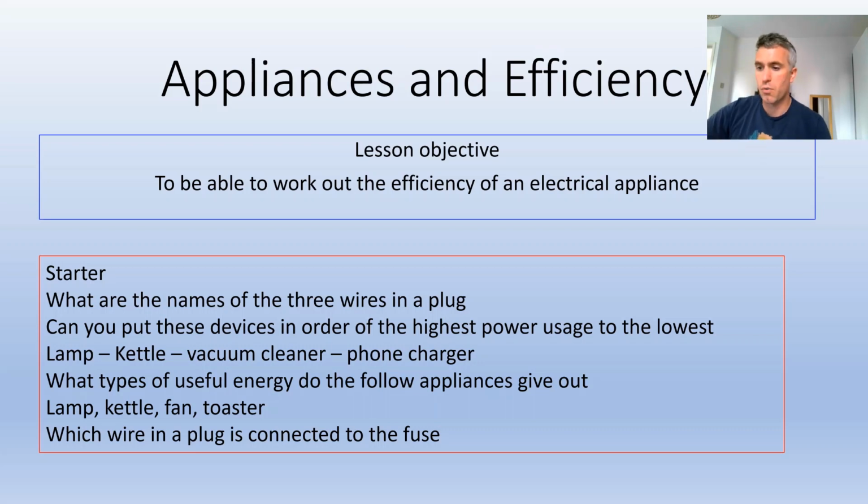But to start off, what are the names of the three wires in a plug? How can you put these devices in order of the highest power usage to the lowest power usage? A lamp, a kettle, a vacuum cleaner, and a phone charger. What type of useful energy do the following appliances give out? A lamp, a kettle, a fan, and a toaster. And which wire in a plug is connected to the fuse?